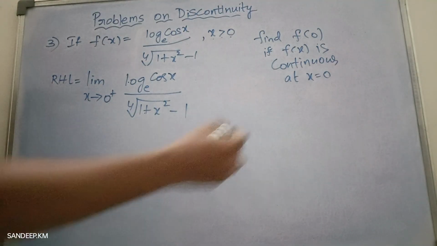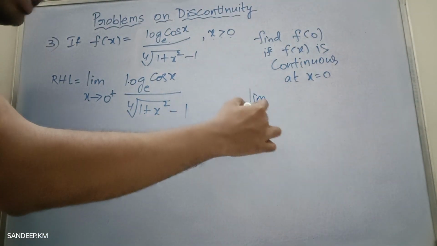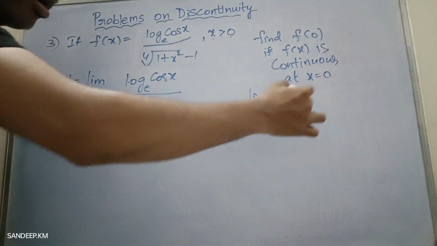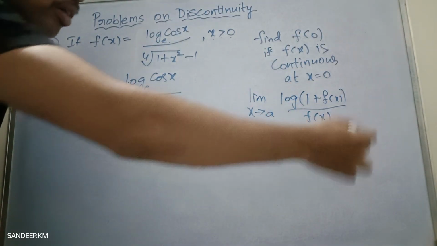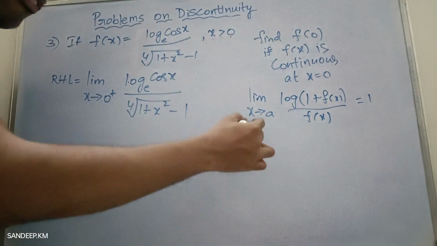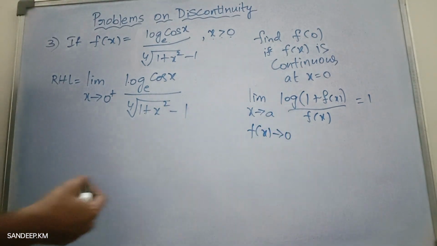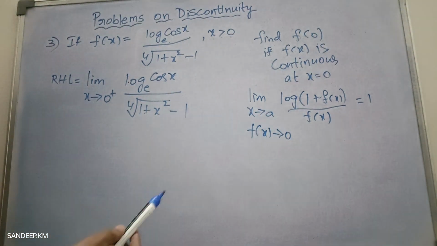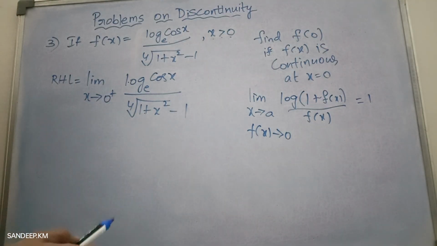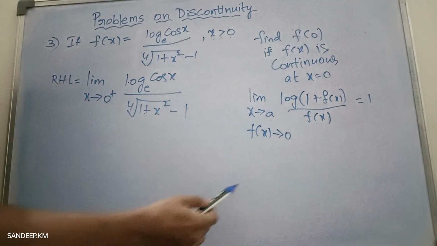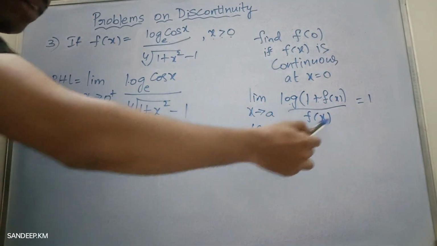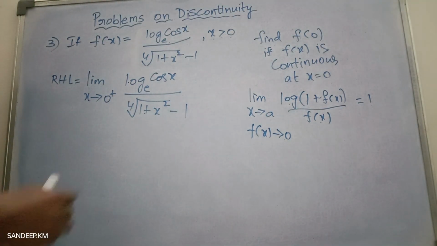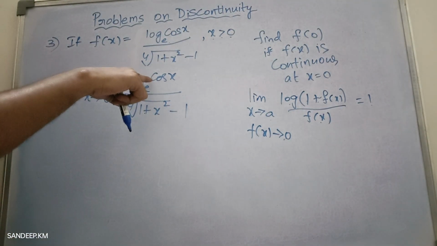And do you remember that limit x approaches a, log of 1 plus f of x divided by f of x will be equal to 1 if f of x is approaching 0? Do you remember this? In logarithms we have discussed already. You can go and check once logarithmic limits in the playlist of limits. When x is approaching a, if f of x is approaching 0, then log of 1 plus f of x by f of x is 1.